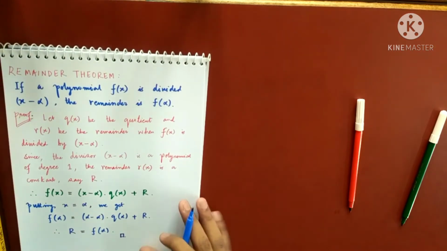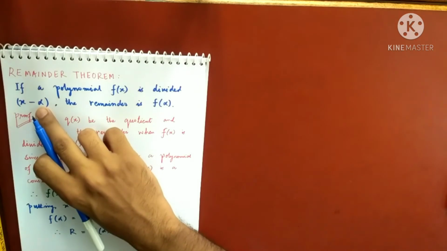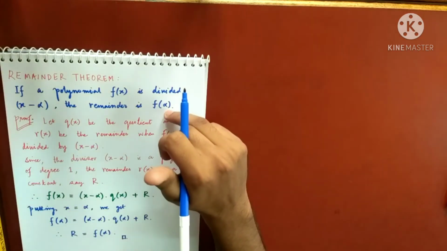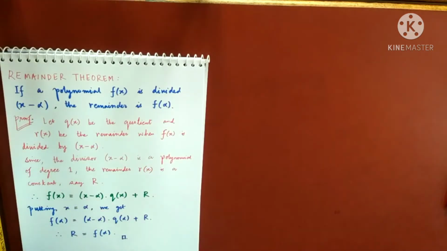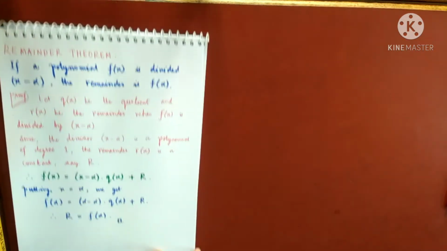So why is this remainder theorem important? Whenever I have a linear divisor and I want to find the remainder, I don't have to go for the long division process; the remainder is simply given by f of alpha. That means in the polynomial you put the value alpha, like the zero of this.